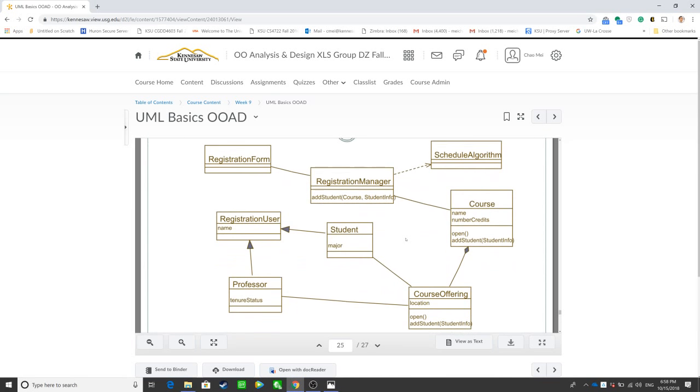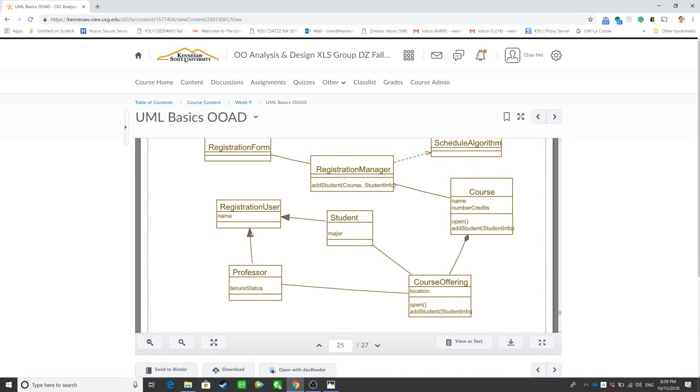But here, let's say inheritance. If we have something change to student, will that have influence on the registration user? No. Right? If we have something change in student, will it have some effect on human? No. And course offering, if we change the location of the course offering, it won't change the course. Something like that, right? Okay.